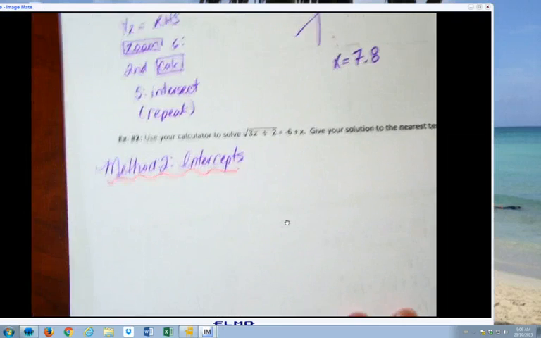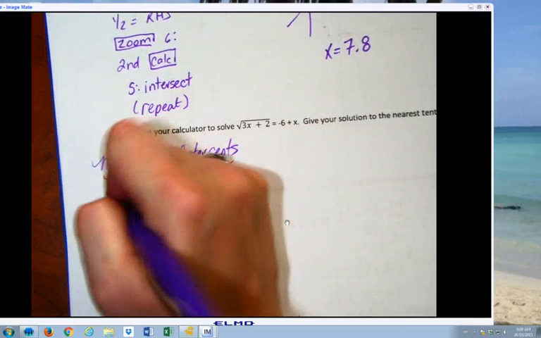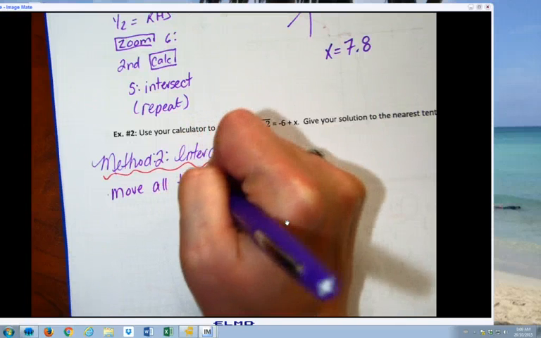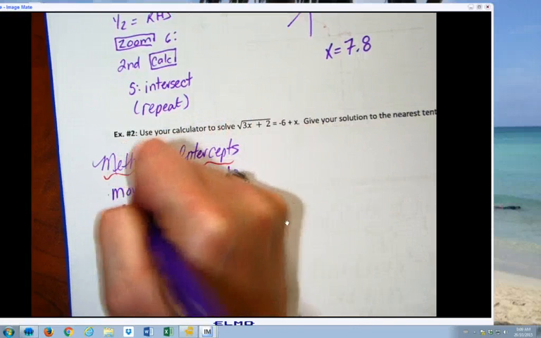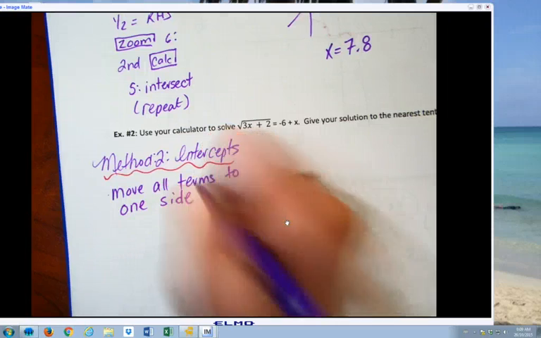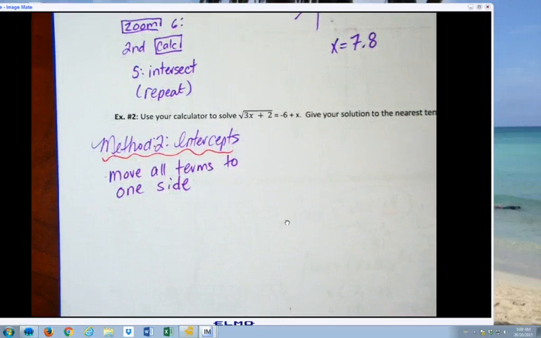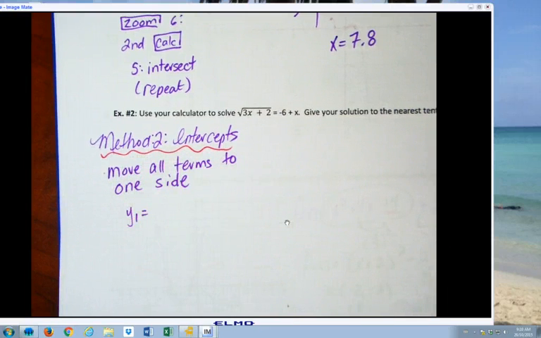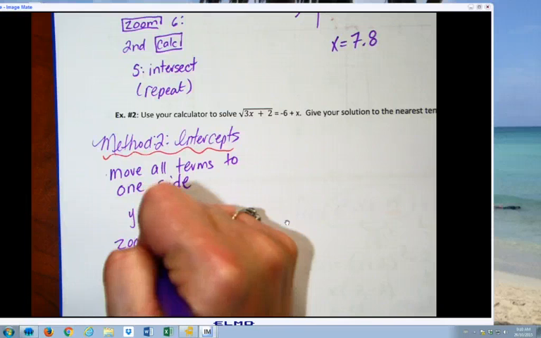Method number 2 is called intercepts. Step number 1 is we move everything to one side. Move all terms to one side. Then it all goes into y1, because we only have one equation if we move it to one side. Zoom and number 6, just like before.